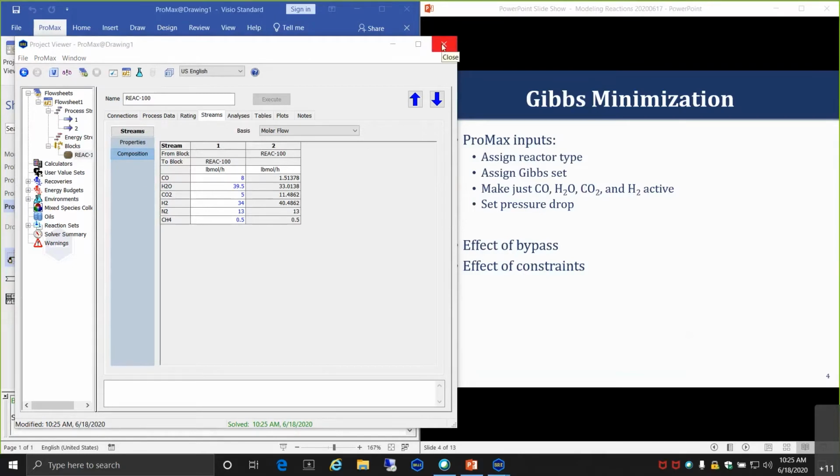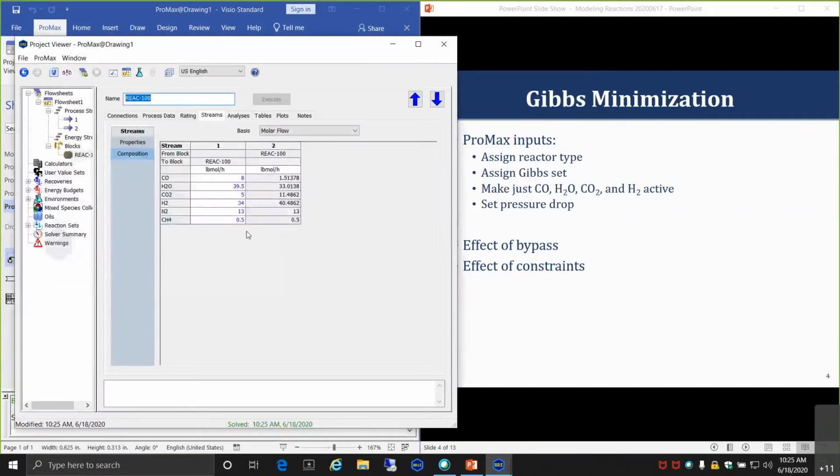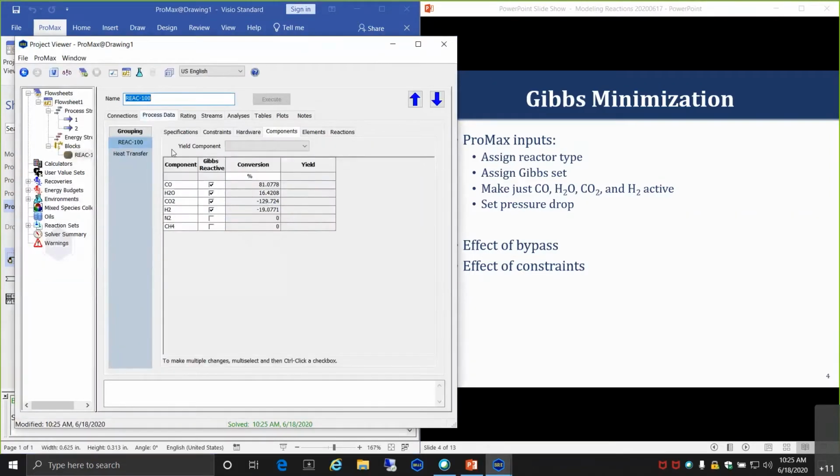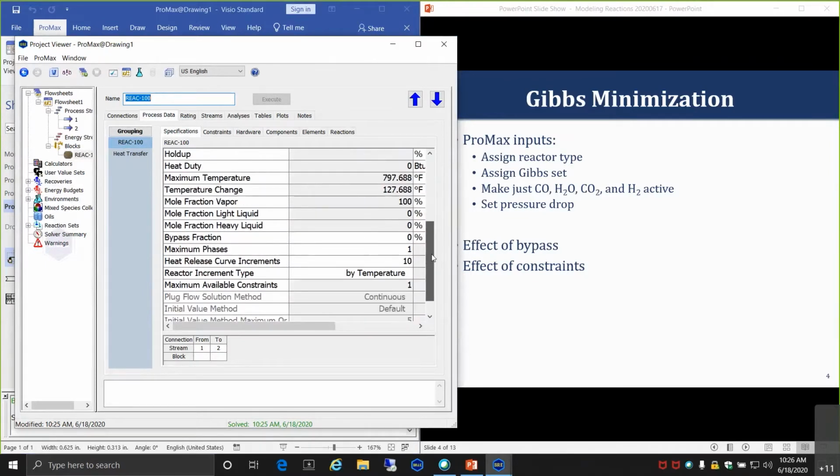So this gives us an equilibrium system to address the fact that not all systems reach equilibrium. There are a couple of ways that you can work with a Gibbs minimization reactor to address that and mimic a system that does not reach equilibrium. One of the easiest ways, and it is one of the ways that is used in the sulfur recovery units, is to address the bypass fraction.